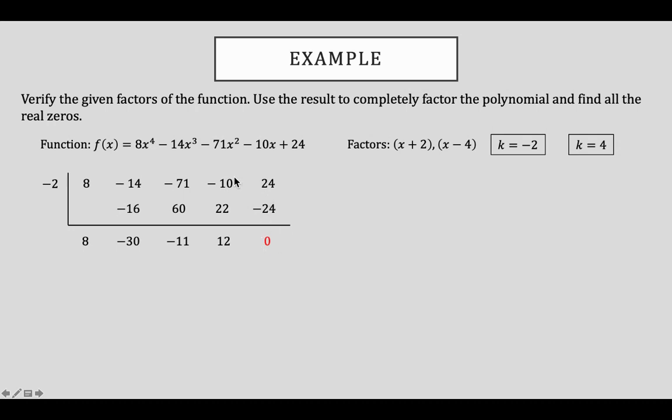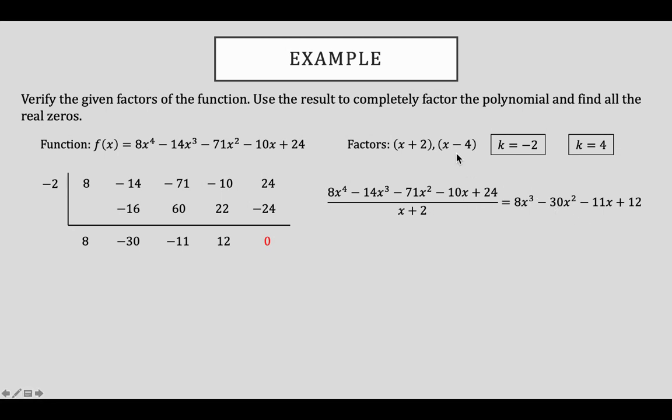So let's consider the division that we actually just did. We took our polynomial function 8x to the fourth minus 14x cubed minus 71x squared minus 10x plus 24, and we divided it by x plus 2. Again, that's x minus k. And what did we get for our quotient? 8x to the third minus 30x squared minus 11x plus 12. All right, there is our first division. So we just proved that x plus 2 was indeed a factor.